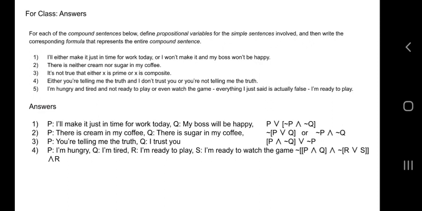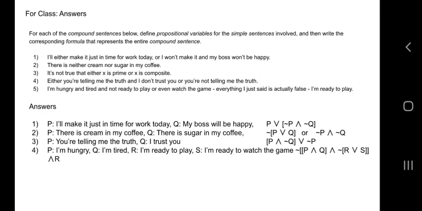But for number 1, that or in the middle there, I took to be the main connective, the final connective that separates the first part, which is I'll make it just in time for work today. Because the sentence is implying that there are 2 options. The first option is I'll make it just in time for work today, which is a simple sentence, so that can be P. And then there's an or, and after the or, it says, I won't make it and my boss won't be happy. So those are both negative statements, so there's going to be a not in front of them.